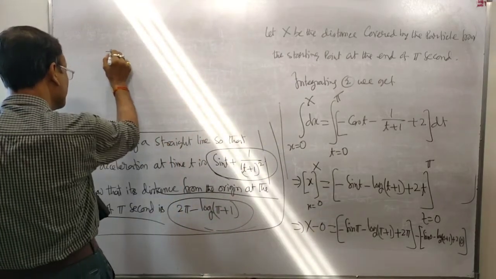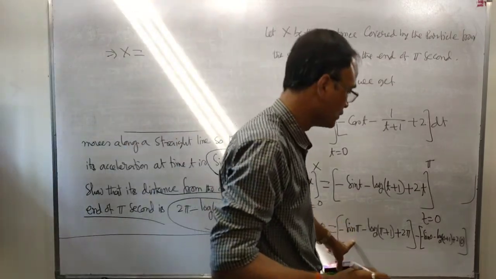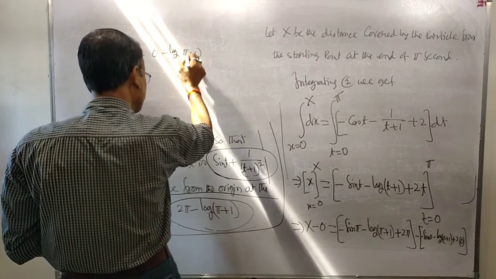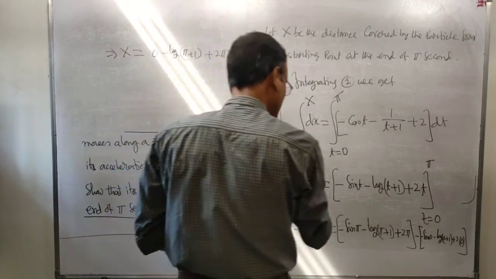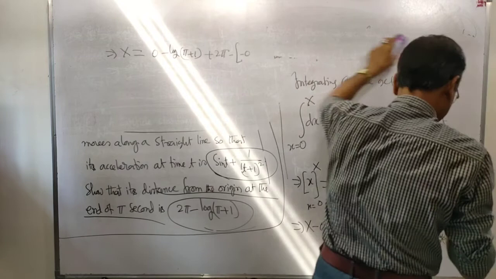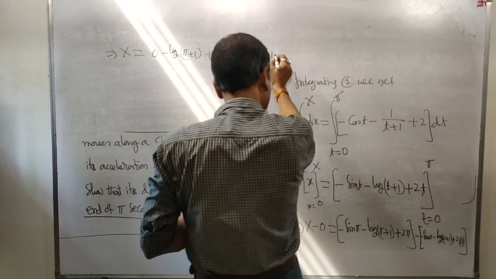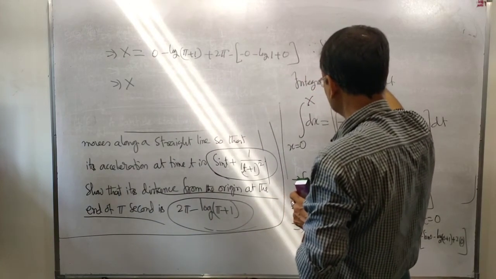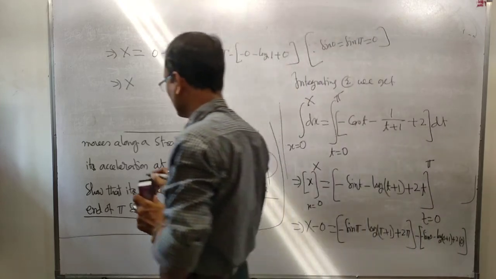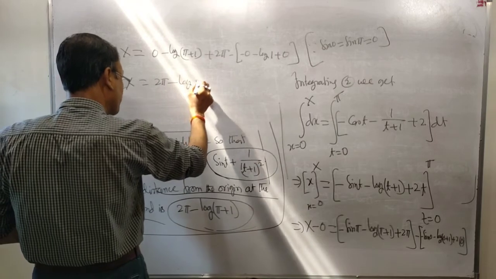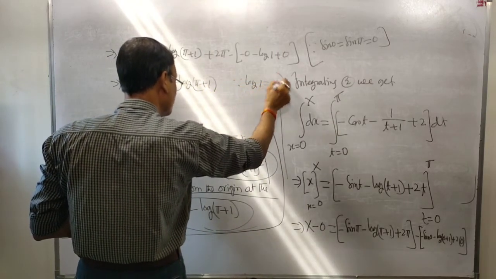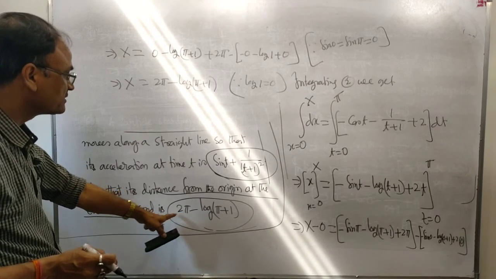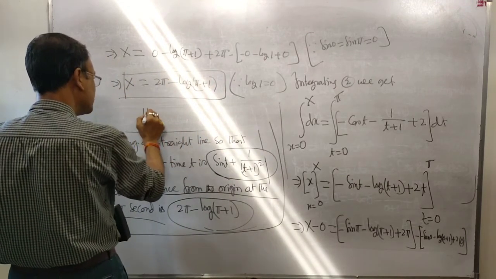Now, sin pi equal to 0, sin 0 equal to 0. Therefore, it will be 0 minus log of (pi plus 1) plus twice pi, minus 0 minus log 1 plus 0. Since sin 0 equal to sin pi equal to 0, and log 1 equal to 0, therefore X equal to twice pi minus log of (pi plus 1). X is equal to this. Hence proved.